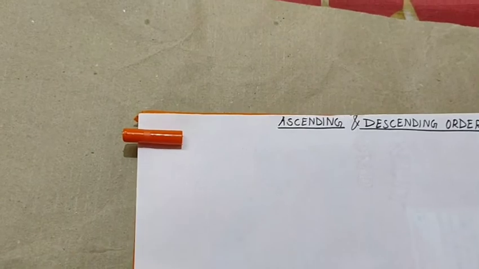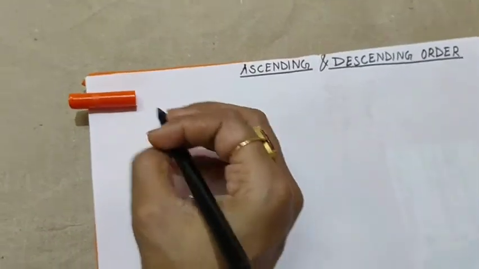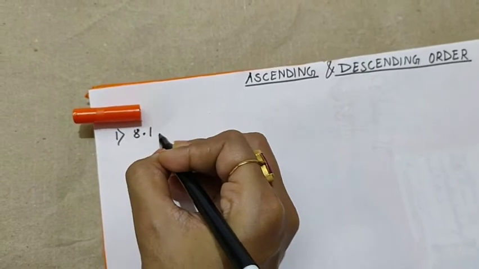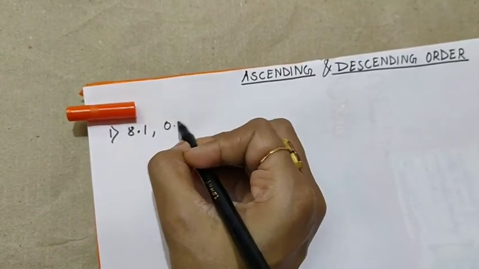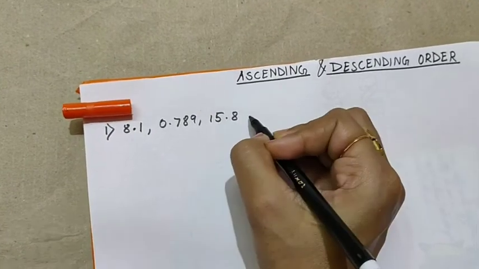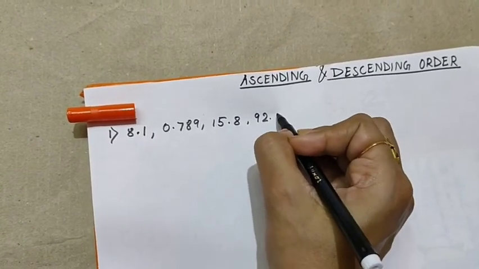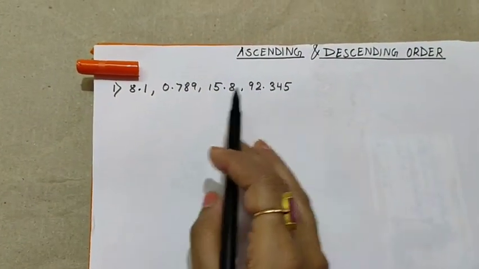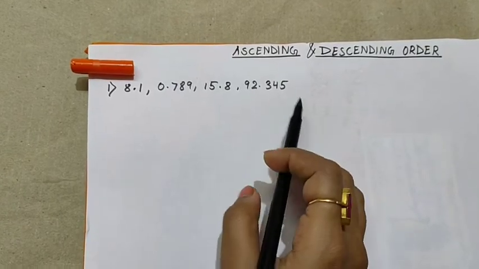Okay, now first example, 8.1, 0.789, 15.8 and 92.345. Okay, now we have to arrange these numbers in ascending order as well as in descending order.